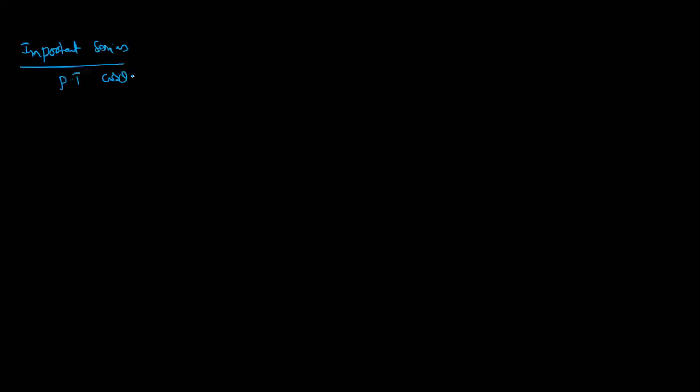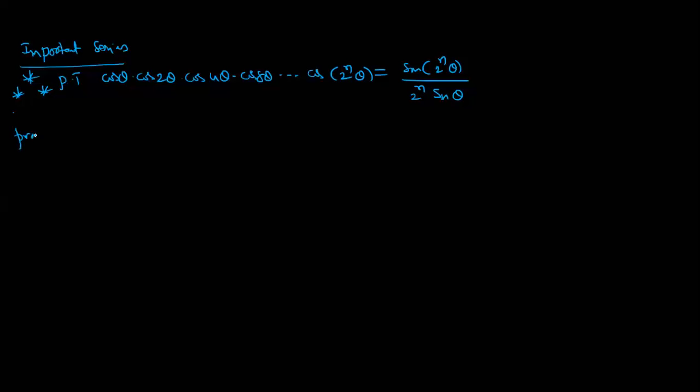Prove that cos theta, cos 2 theta, cos 4 theta, cos 8 theta, up to cos 2 power n theta is equal to sine 2 power n theta by 2 power n into sine theta. Triple star, I'm giving this question. Same thing, you can write this as cos theta, cos 2 theta, cos 2 square theta, cos 2 cube theta, cos 2 power n theta, like that.